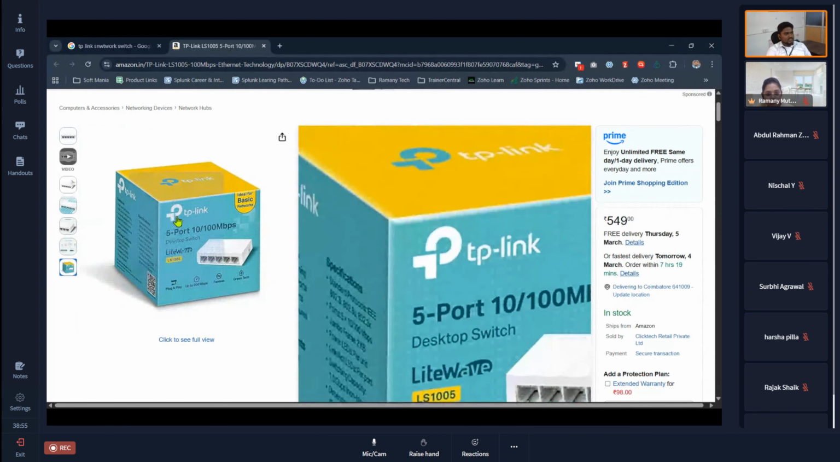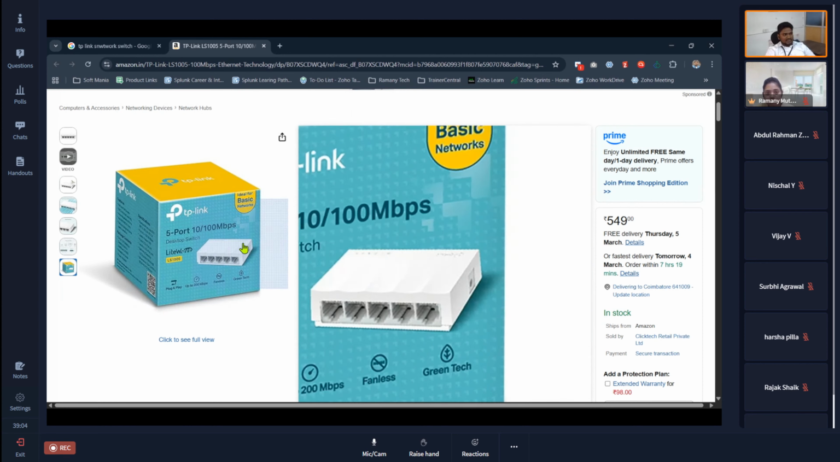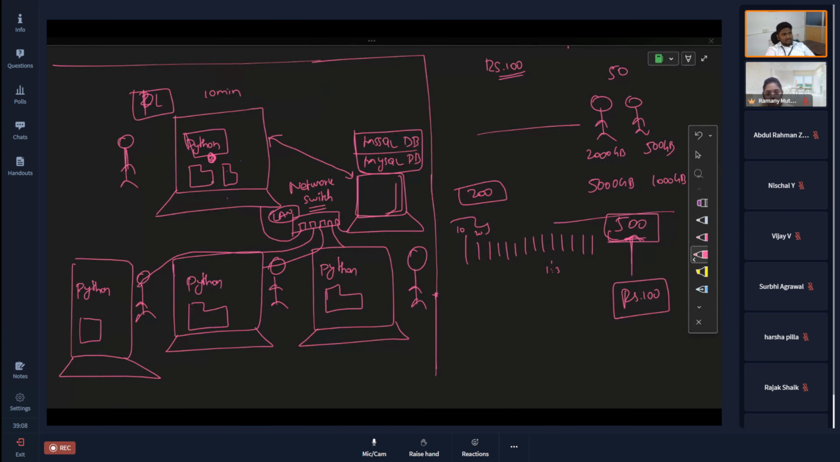Using this switch, you can connect like 5 different devices into a single switch, and it will form a network. Meaning, after connecting this switch, my laptops can talk to each other, and my laptop can also talk to this database. So basically, Murugan connected his multiple laptops and database and created a network. We can call it Murugan's network, so that he can connect it to the outside world.